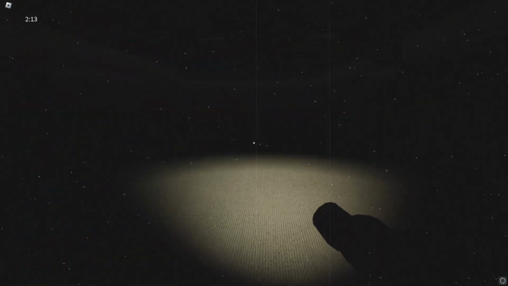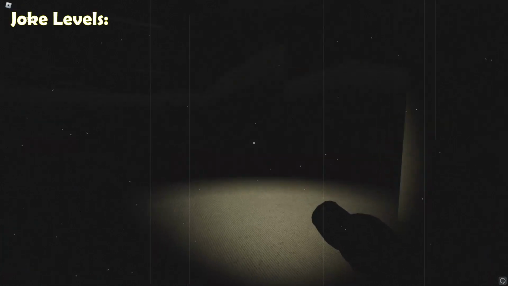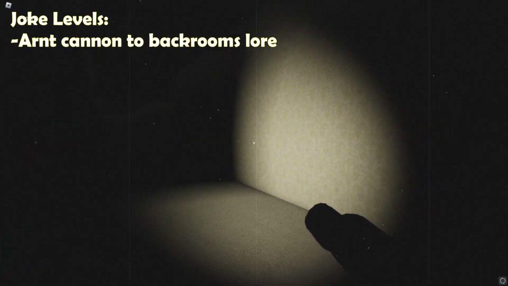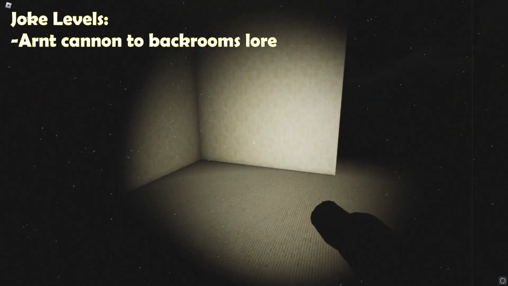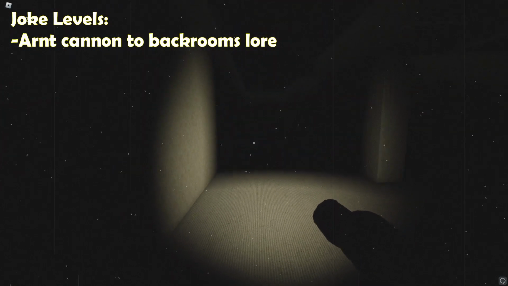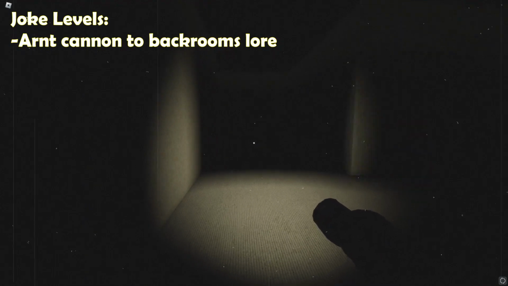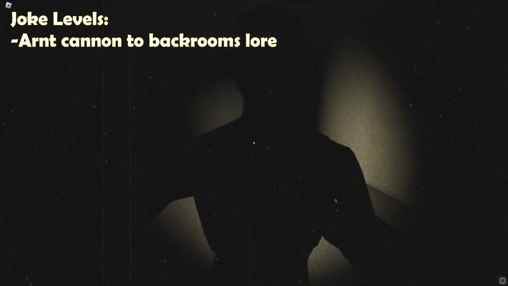And the final type of levels are joke levels, and they aren't canon to the backrooms lore, and they were just made to be funny, so it's not really important to the lore of the backrooms, but it's still interesting to see what people made up.